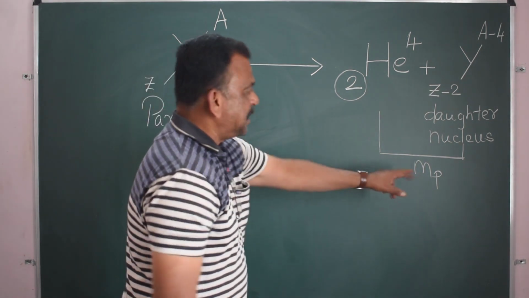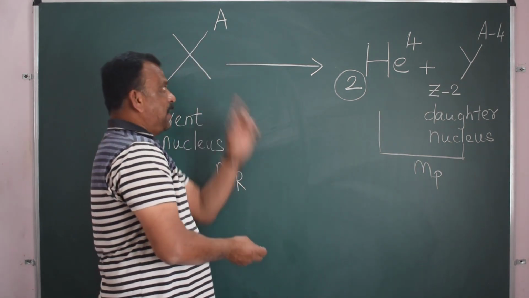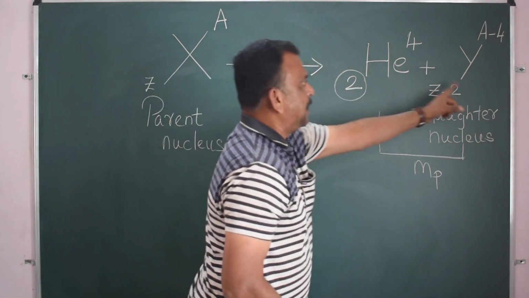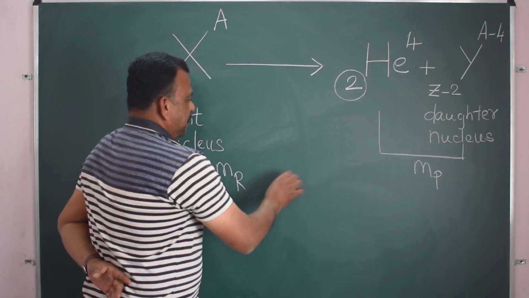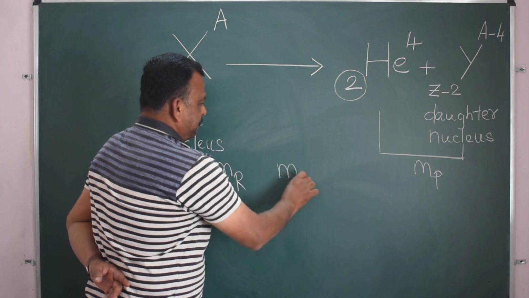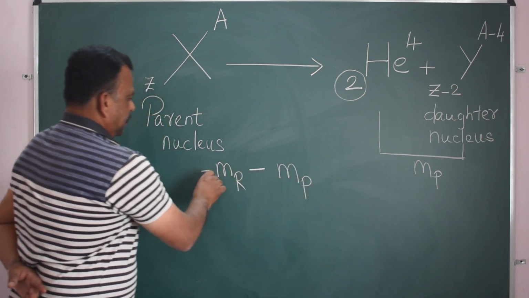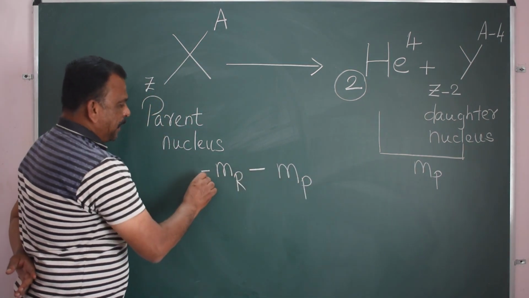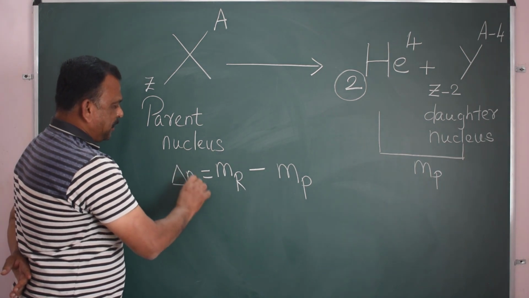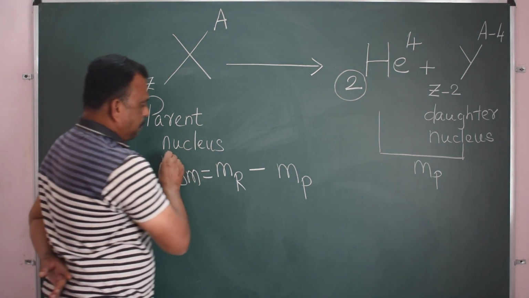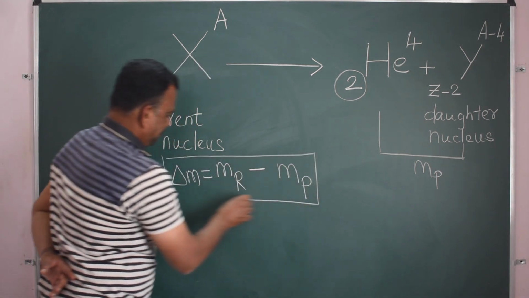Now this difference in mass between the initial nucleus and the final particles is called mass defect. So Mr minus Mp is equal to mass defect, delta M. Mass defect is denoted by delta M.